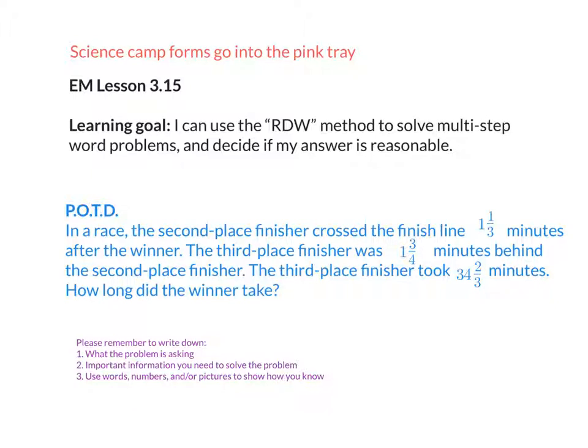Okay? So today what we're going to do is use something called the RDW method. It sounds complicated, but I promise you it is not. We're going to use the RDW method to help us solve multi-step word problems that have more than one step. Using this RDW method is going to really help you keep track of if your answer is right or not. And I also want you to start thinking about, is my answer reasonable or not?